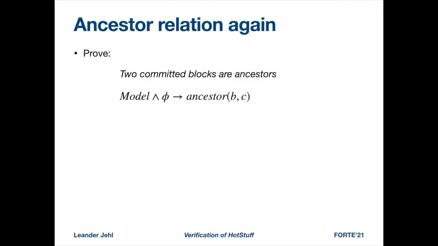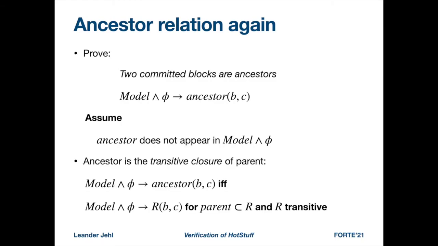So what we are trying to prove is that two committed blocks are ancestors. So we try to prove that the model, together with some formula phi that says that blocks B and C are committed, implies that B and C are ancestors. Let's assume that ancestor does not appear in the model and phi. Then, since ancestor is the transitive closure of parent, the formula holds if and only if it holds for all transitive relations R that include the parent relation. So it should be possible to prove it only from these facts.